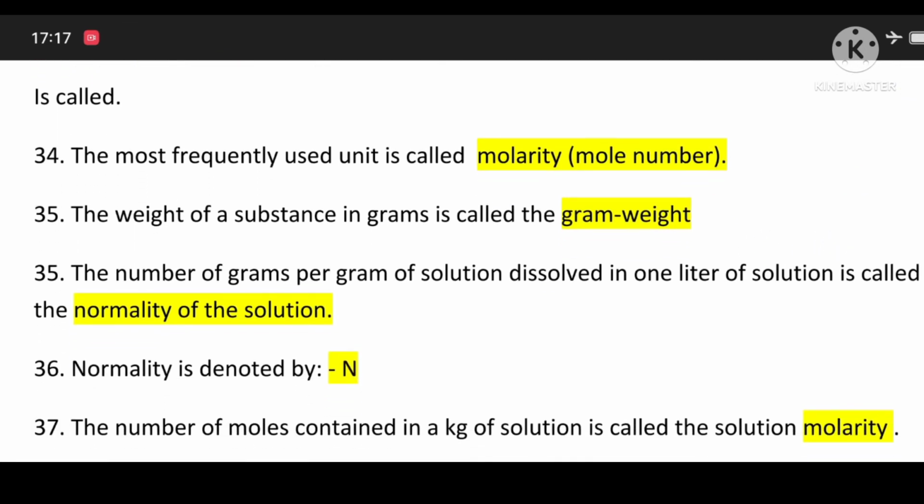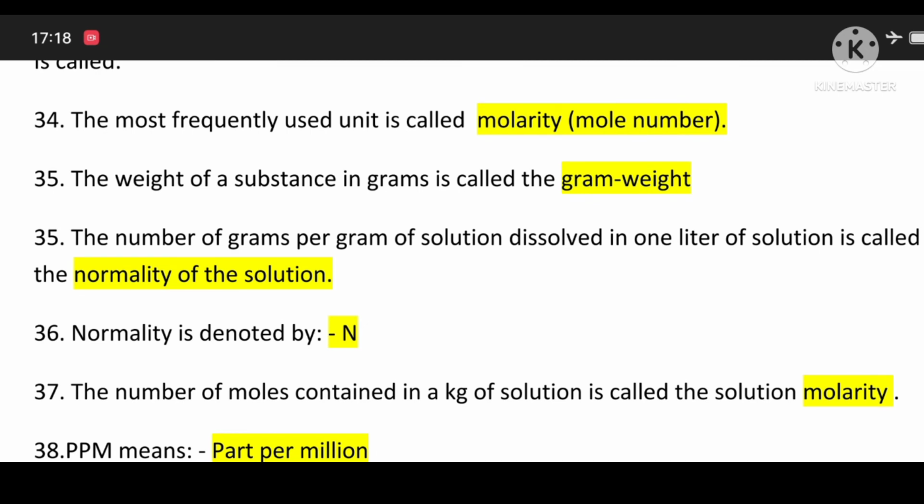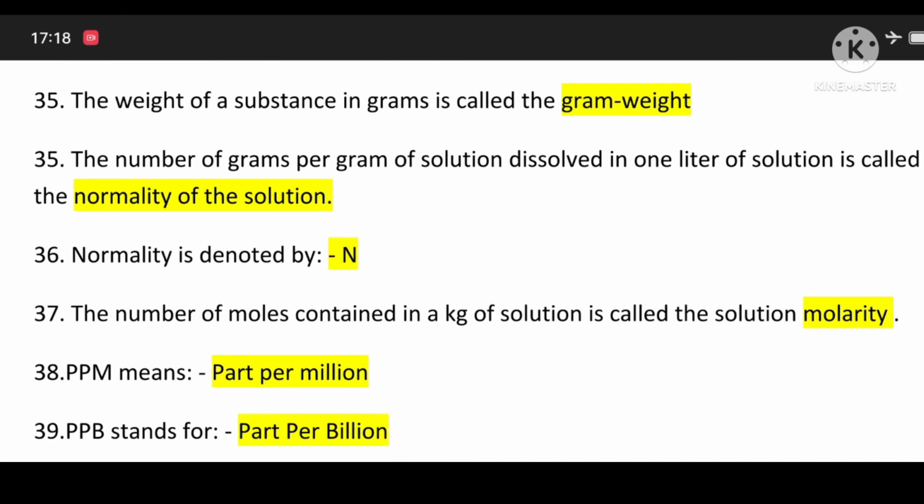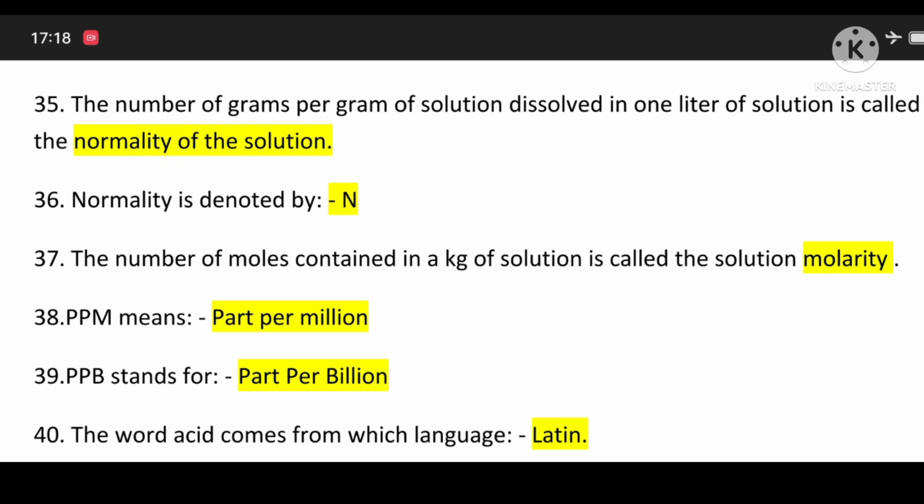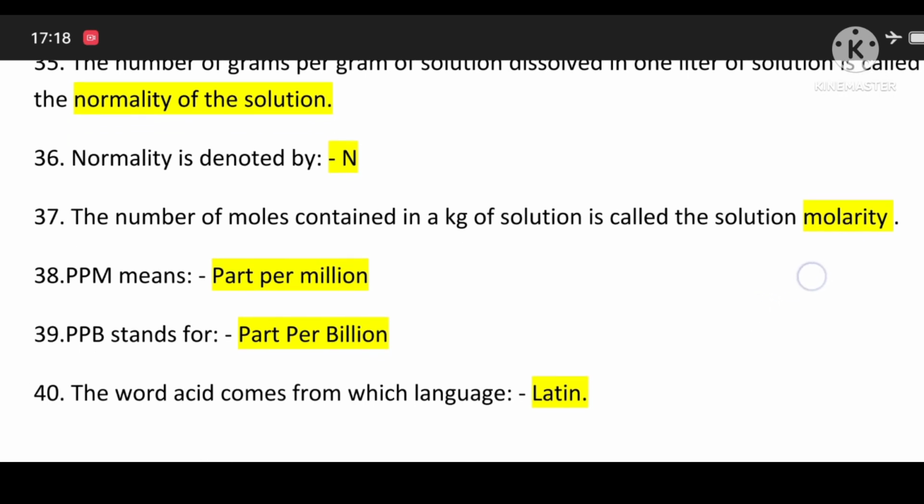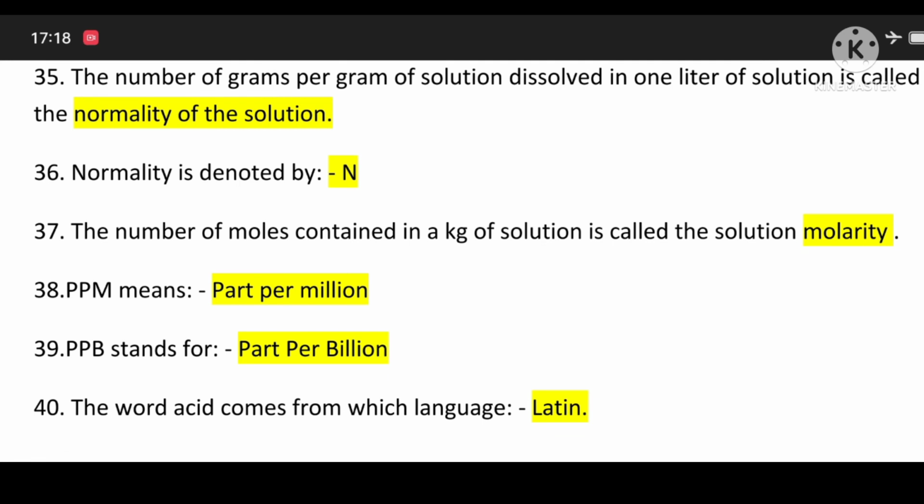Number 34. The most frequently used unit is called molarity, the mole number. Number 35. The weight of a substance in grams is called the gram weight. Number 36. The number of gram equivalents of solute dissolved in 1 liter of solution is called the normality of the solution. Normality is denoted by N. Number 37. The number of moles contained in a kg of solvent is called the molality of the solution.